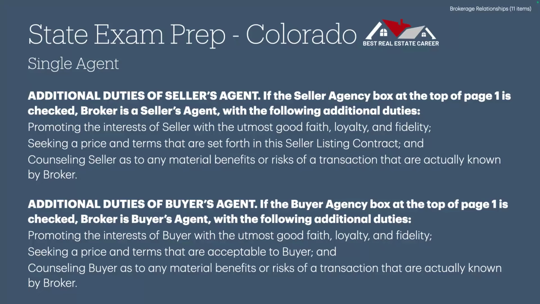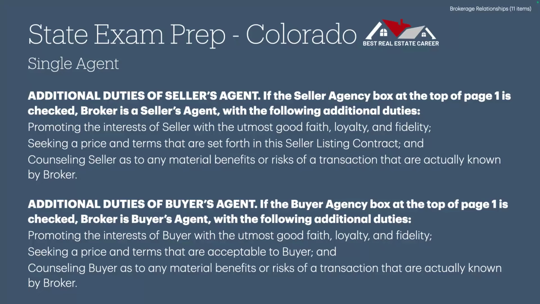If you're looking at this, let's just look at number 2. All right, so we're looking at seeking a price and terms that are set forth in the seller listing contract. So your seller says, I want $600,000 for my home. And you're like, cool, seller, I like it. So you put it in the listing contract, because that's where you put that information. And then you're working with the buyer, and the buyer says, I want to buy that home for $550,000.